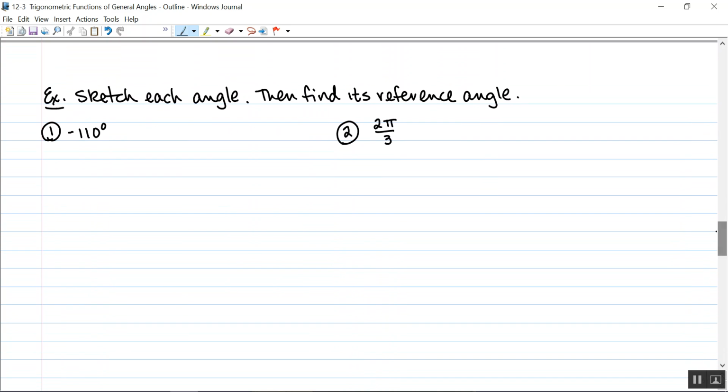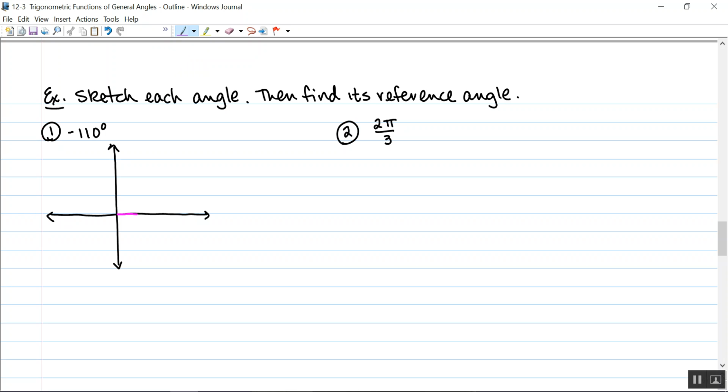So let's do a couple examples here. This says sketch each angle and then find its reference angle. So my first one is negative 110 degrees. So let's go ahead and just do a little sketch of that. Okay, I'm going to go ahead and draw it in pink, I think.